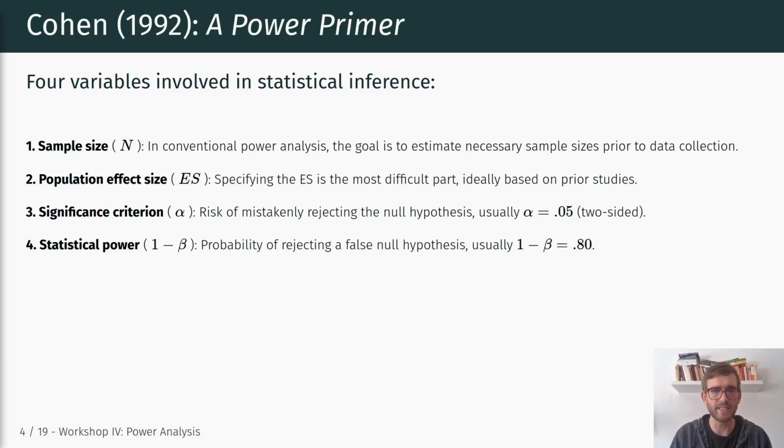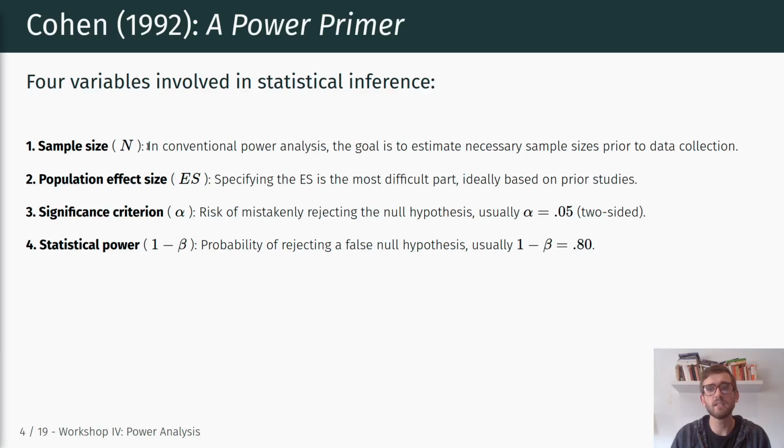So I mentioned in the beginning that usually in conventional power analysis, the goal is to take an assumed population effect size, ideally from prior studies, prior research, assume a significance criterion that you're going to use in your study, and then assume a level of power that you want to achieve, like 80%, and then compute, okay, given these specifications, what is the necessary sample size that we need to collect? How much data do we need to collect to achieve that level of statistical power, right?